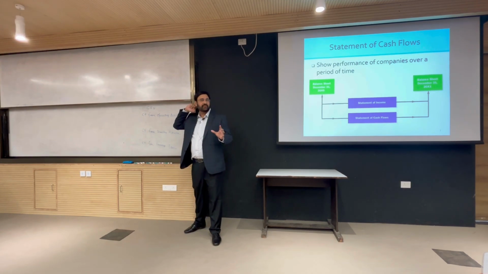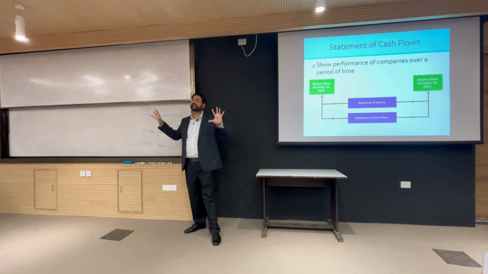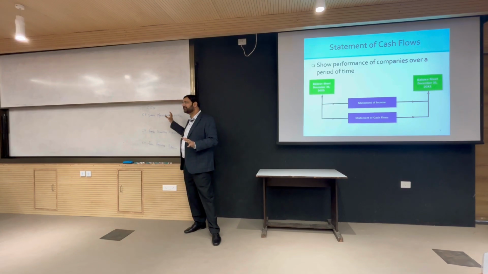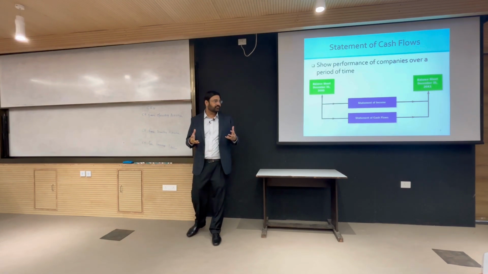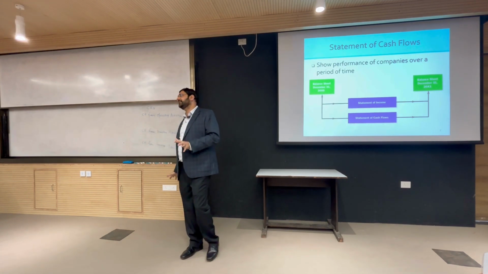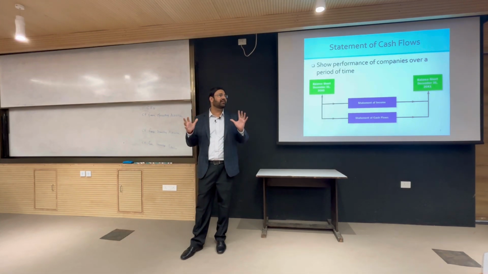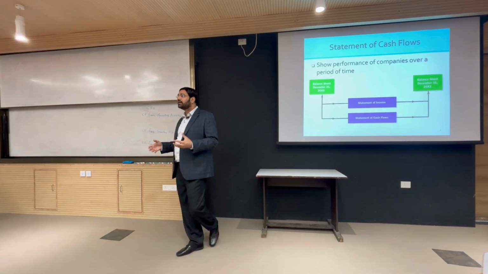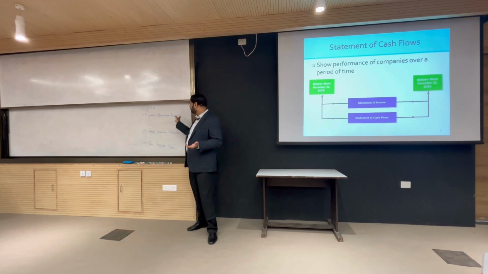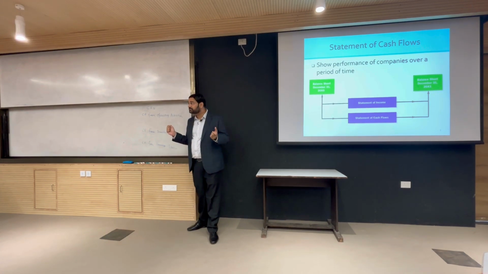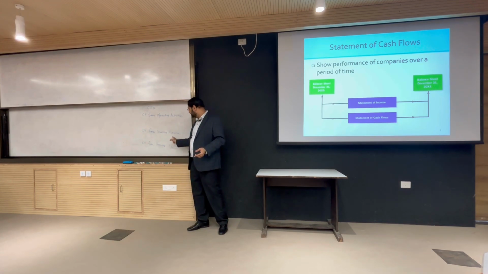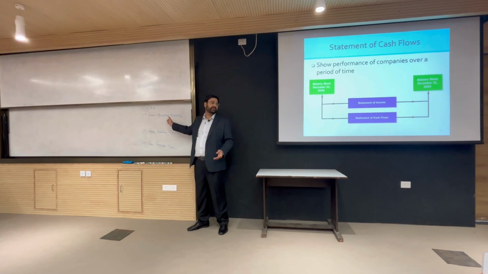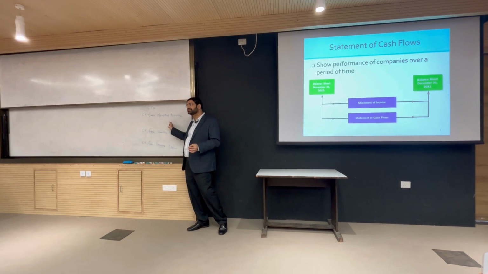So since these are three major activities, the cash flow statement also shows how much cash flow we earned from each of these three activities, so that we understand where we stand. Because if we are not making cash from operating activities, that is the biggest mistake you can have. Operating activities is something that's happening on a day-to-day basis.